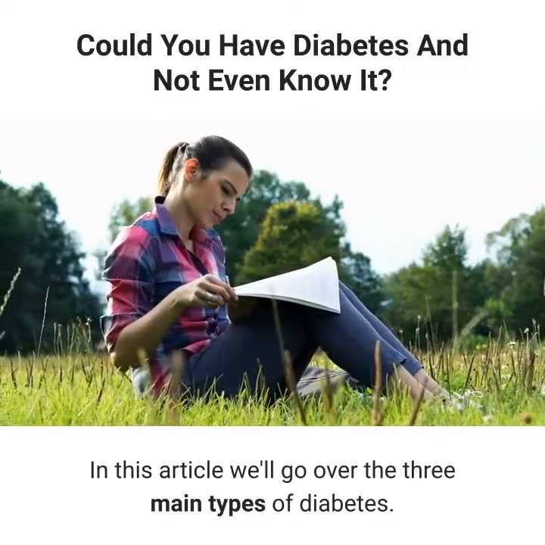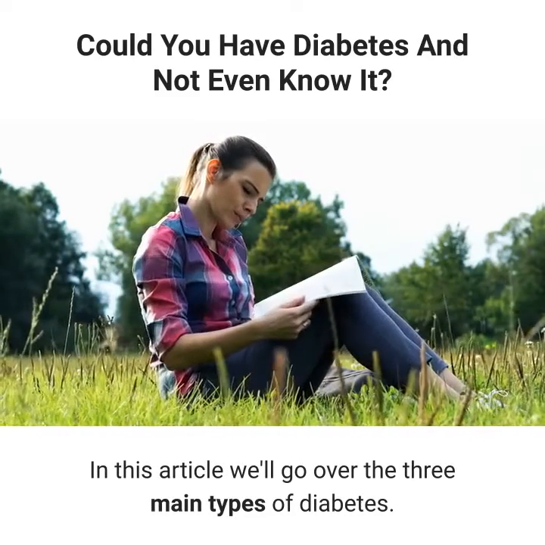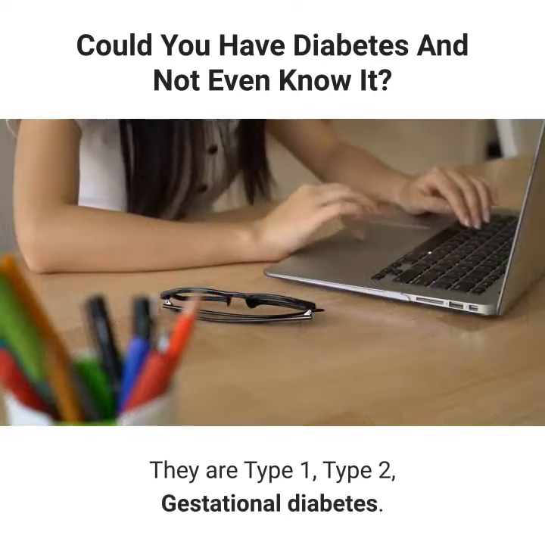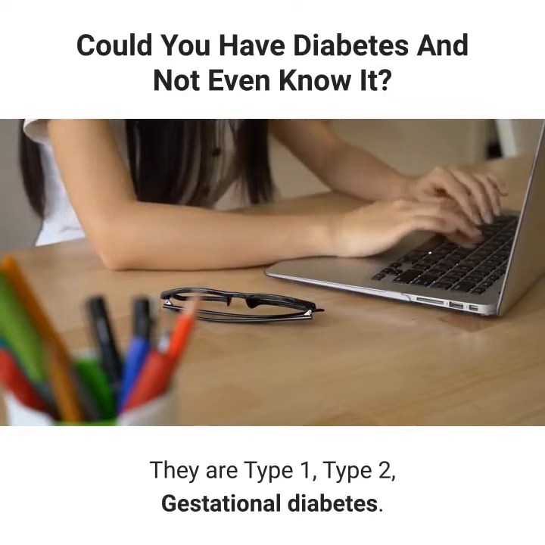In this article we'll go over the three main types of diabetes. They are type 1, type 2, and gestational diabetes.